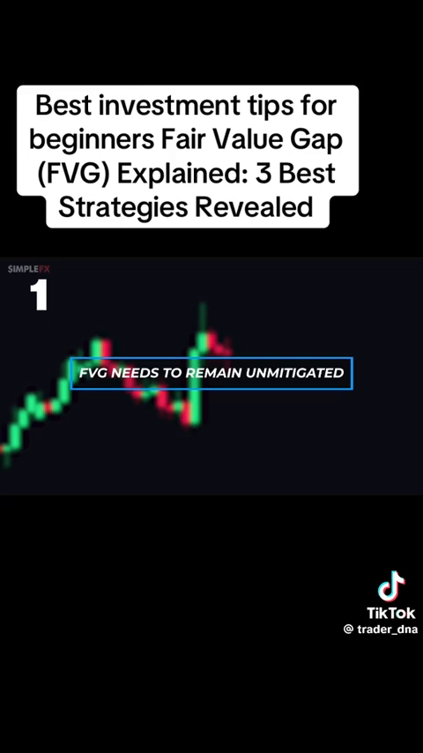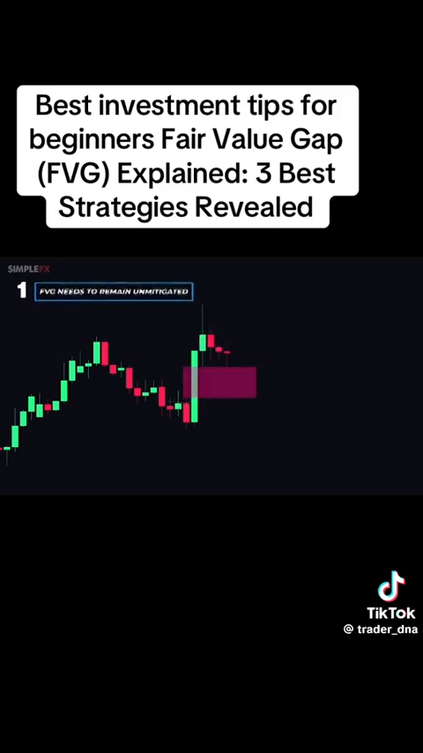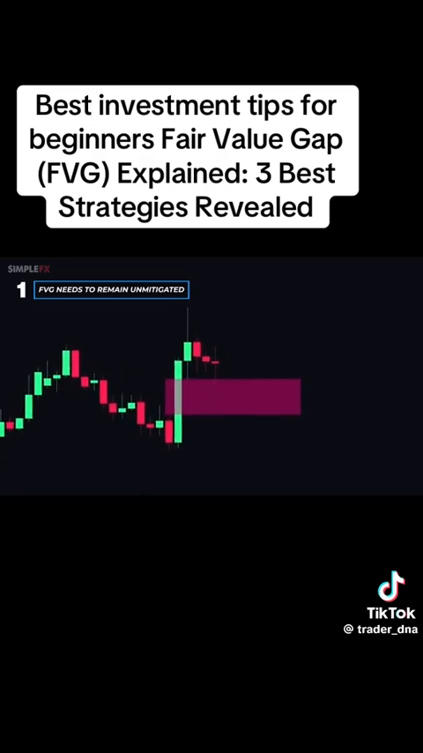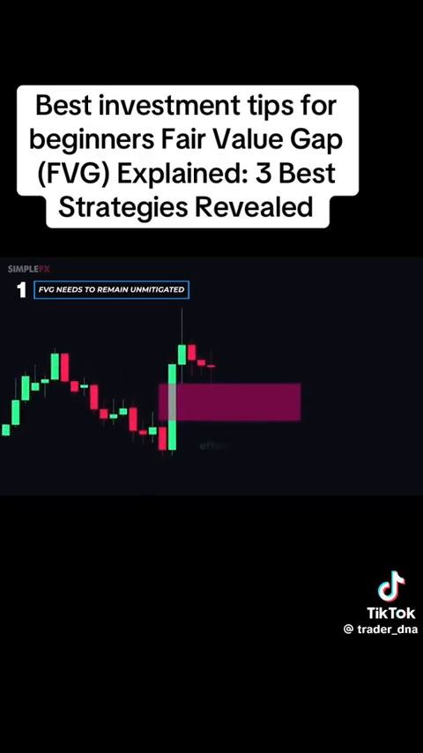To ensure that a fair value gap has a high chance of success, it needs to remain what's called unmitigated, which means not tested. And so, whenever you see a fair value gap on a chart, you need to make sure that it hasn't been retested by the price yet. Because the effectiveness of a fair value gap decreases once the price touches it for the first time. For example, if you see a fair value gap that forms, but you also notice that the price has already retested it, then it's no longer an effective fair value gap.